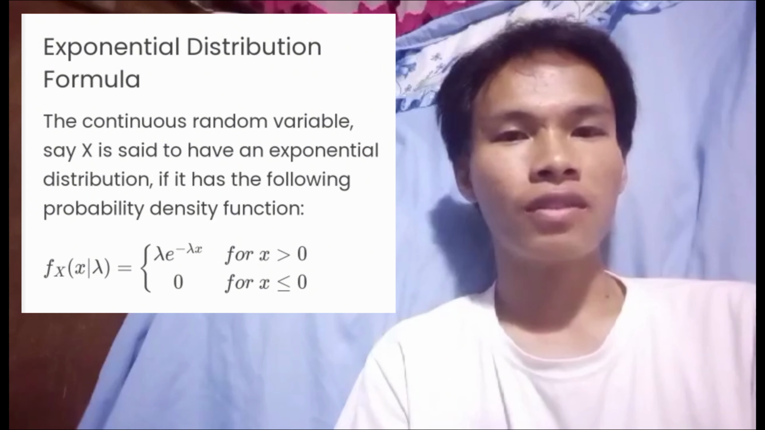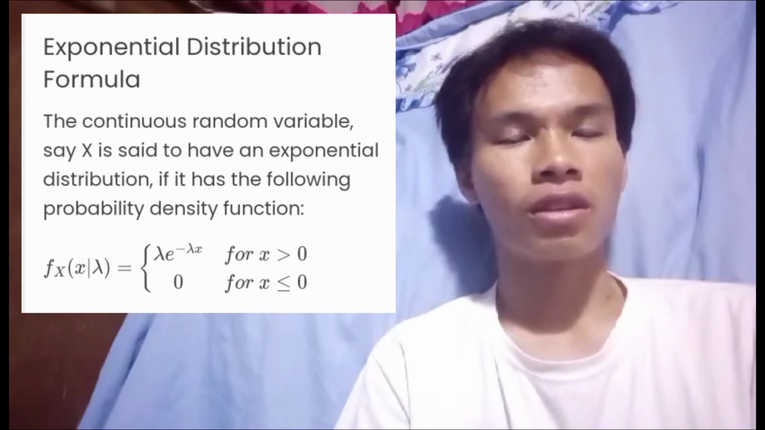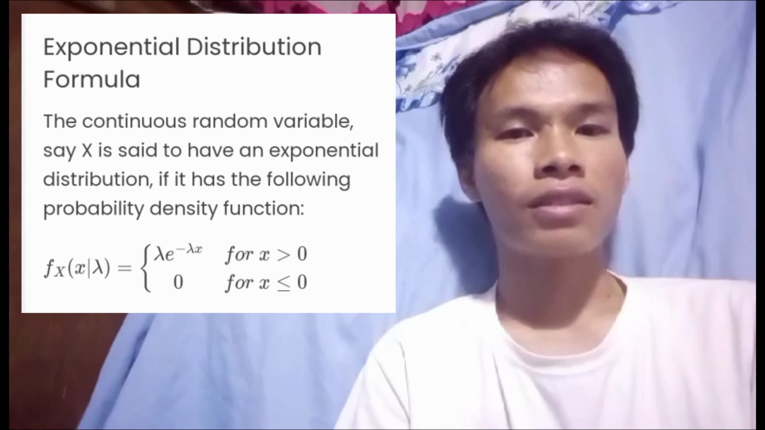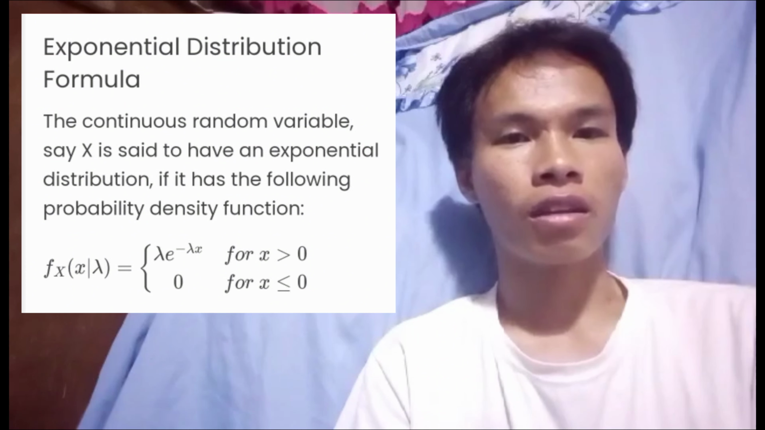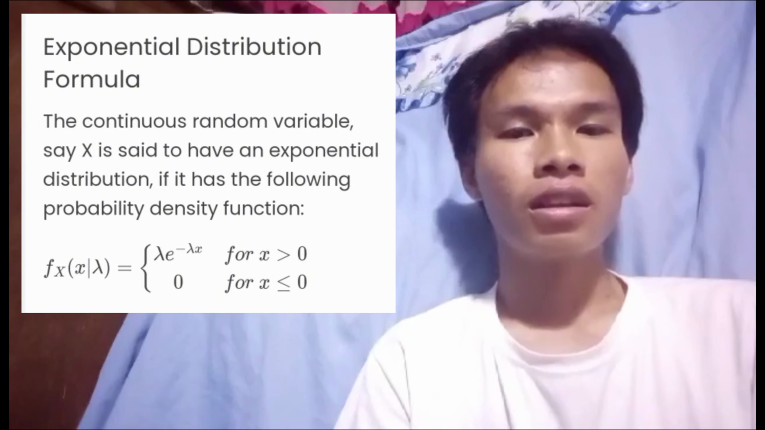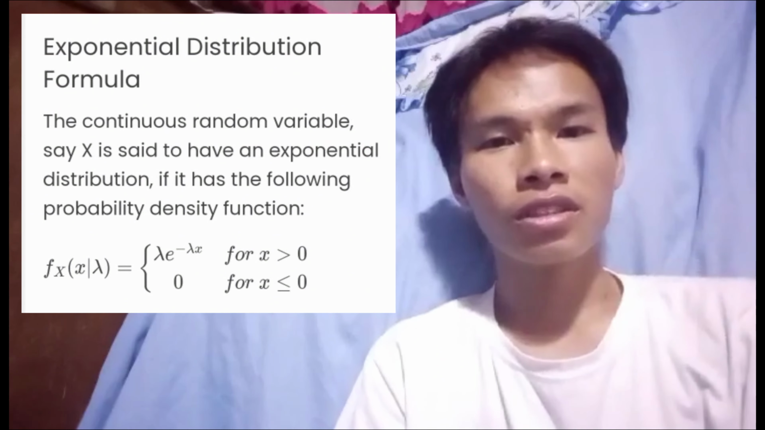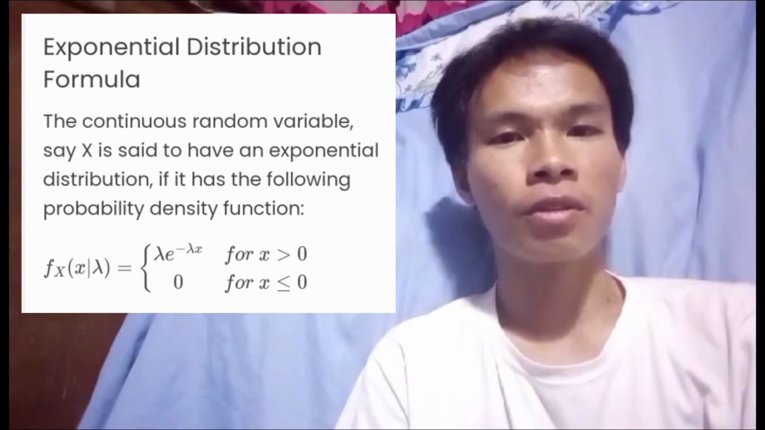f of x given lambda equals lambda times e to the power of negative lambda x for x greater than or equal to 0 and 0 otherwise. f of x given lambda refers to the function f of x given lambda, where the vertical bar is usually read as given. Lambda is the Greek letter, the upside down y, which represents the rate parameter in the formula.